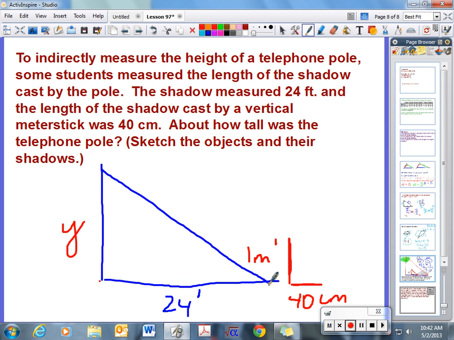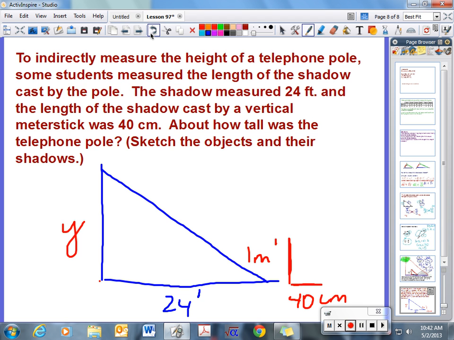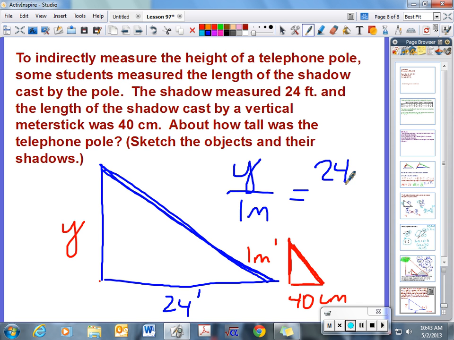So you can see that these are similar figures. Connected out to the shadow. Okay. Now let's set up a proportion here then. We've got that y would be corresponding to the 1 meter. Okay? And then we know that the 24-foot shadow corresponds to the 40 centimeters.